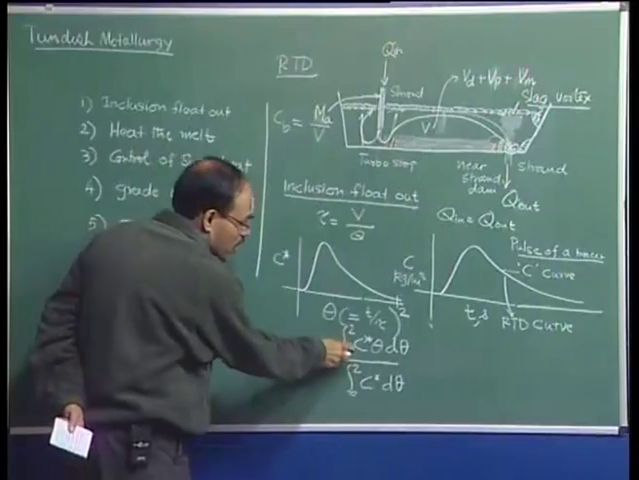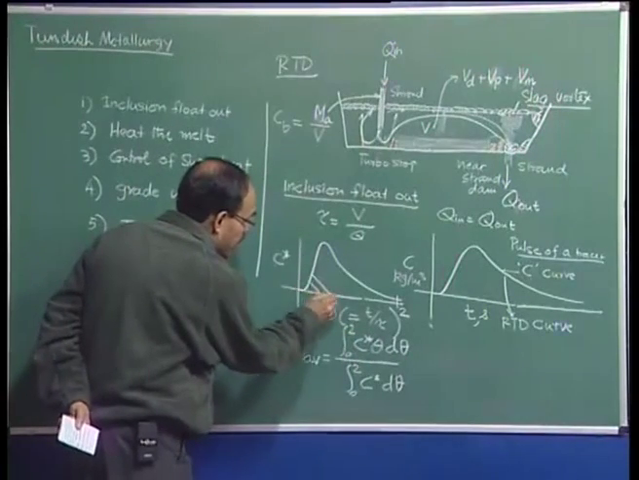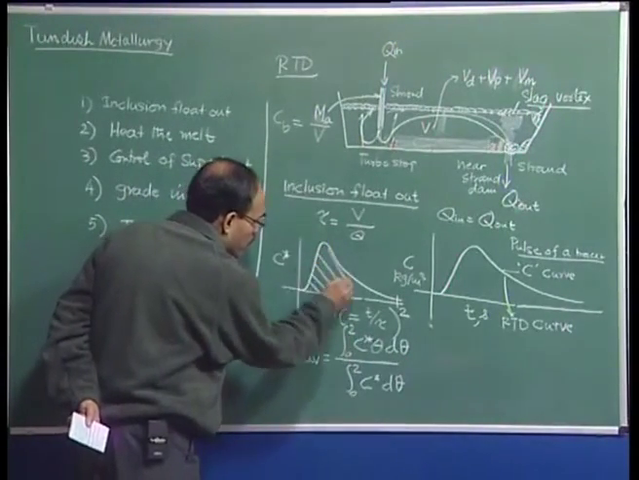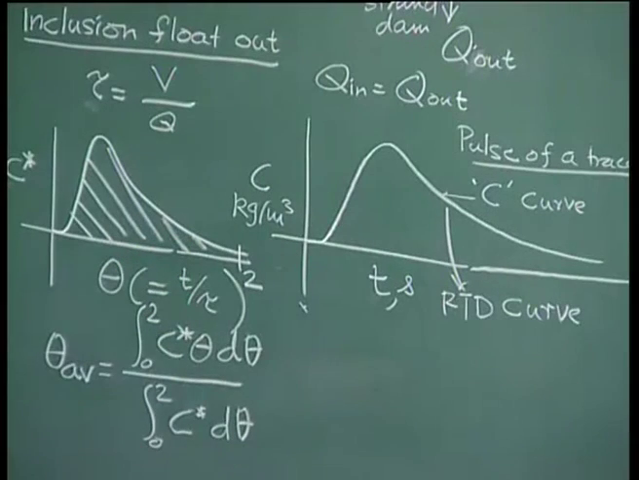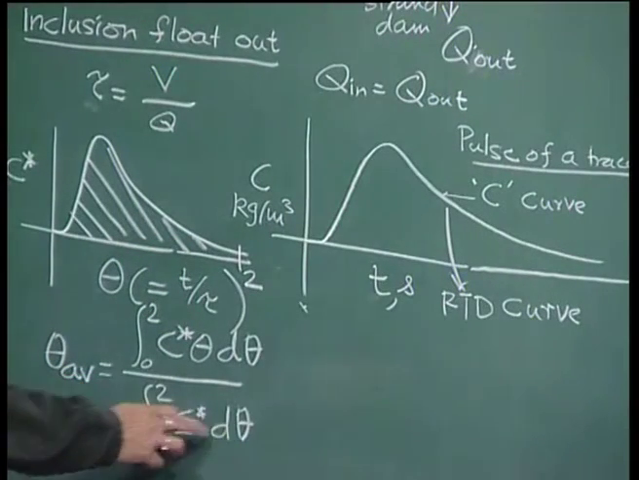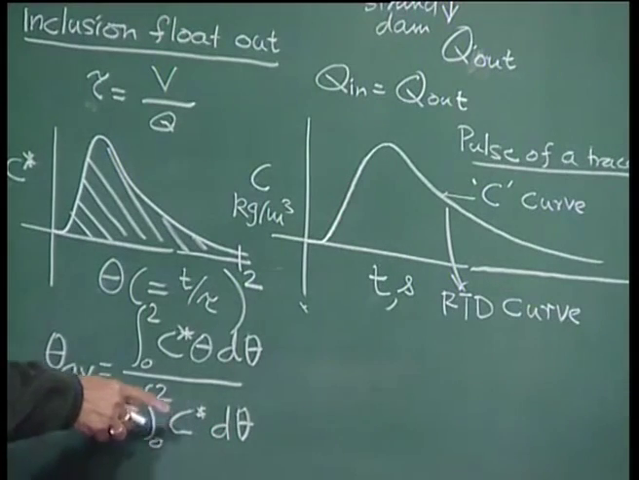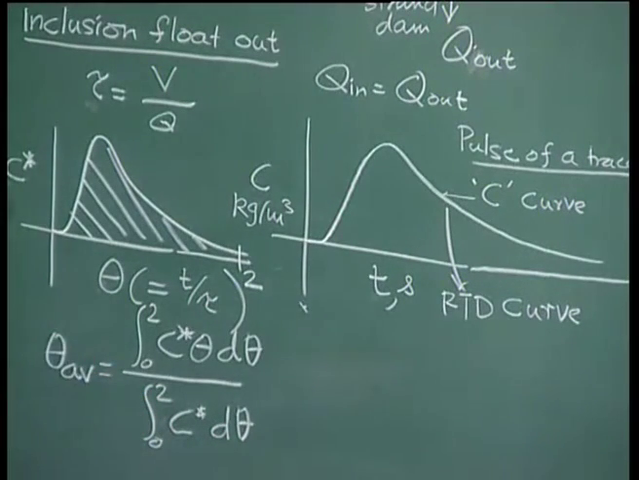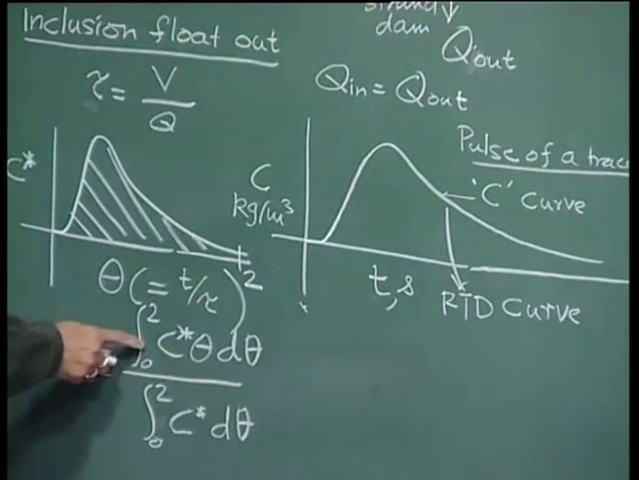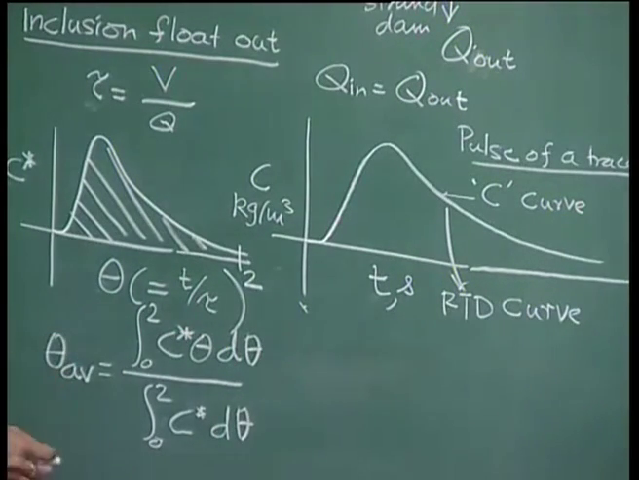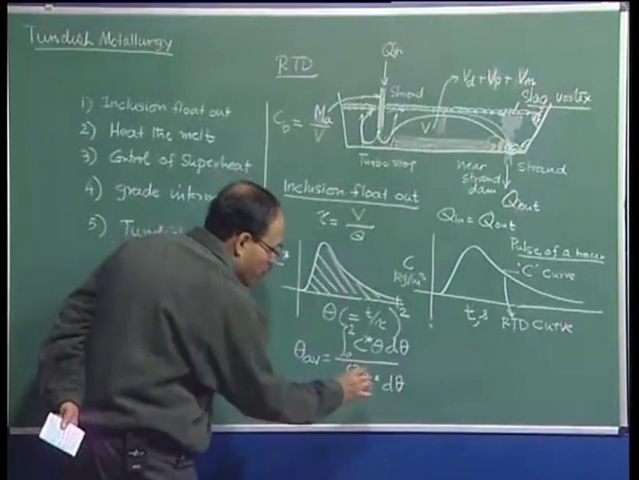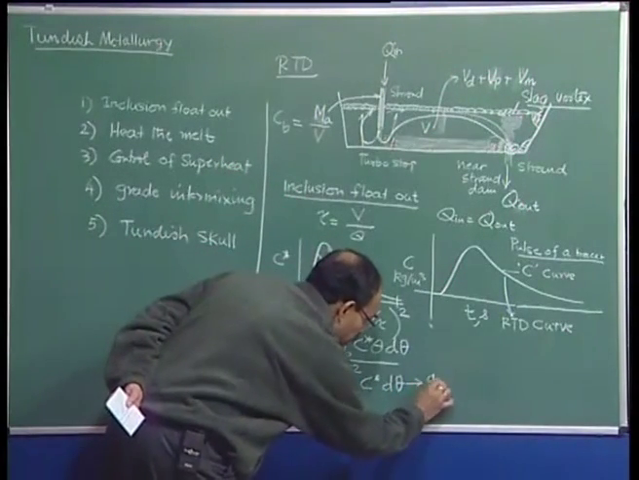And what is this term? This term is nothing but the area, like y dx, the area under the curve. If you can plot this and determine the area under the curve against theta, you can evaluate what is going to be the denominator or numerator itself. So, this is the area under the curve.